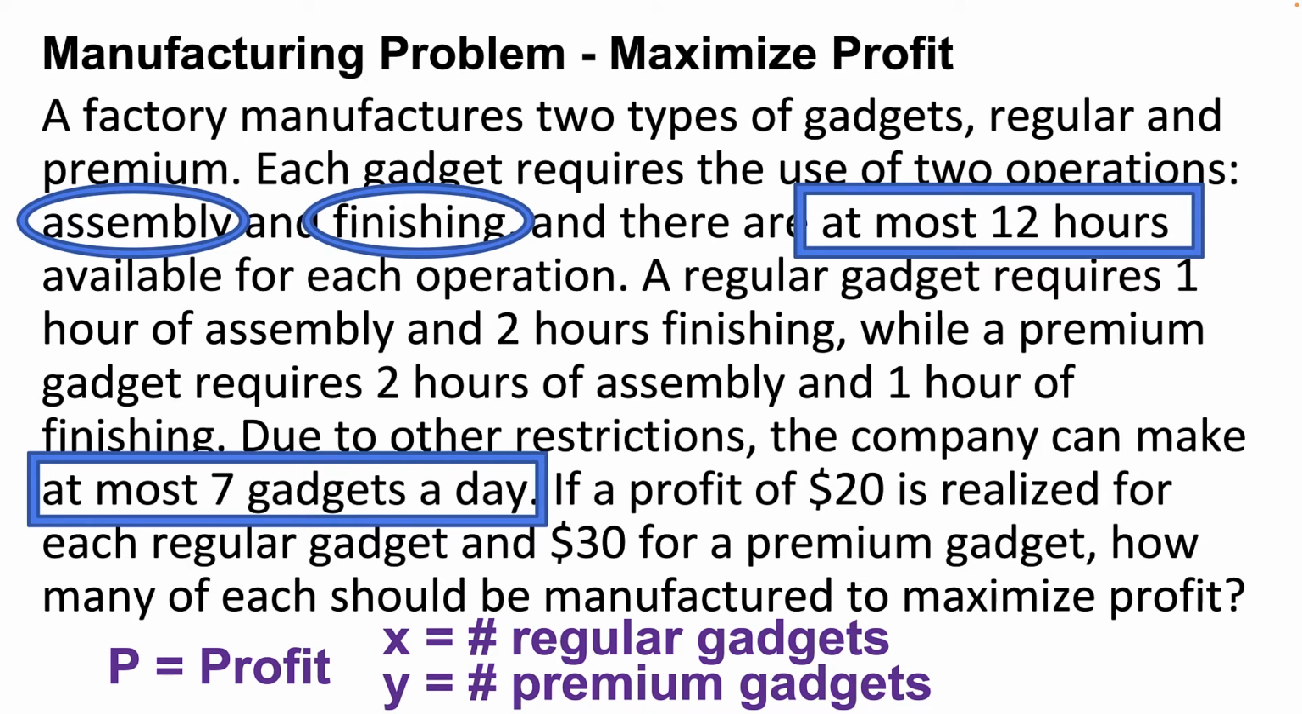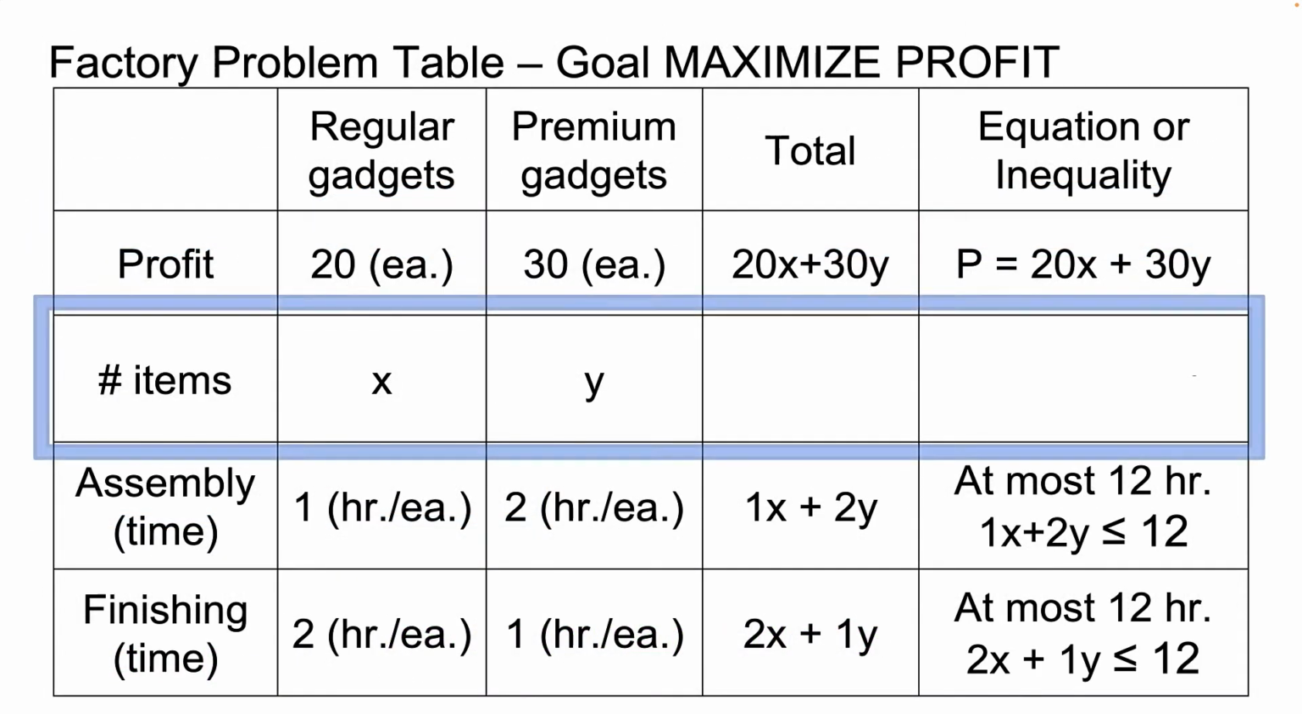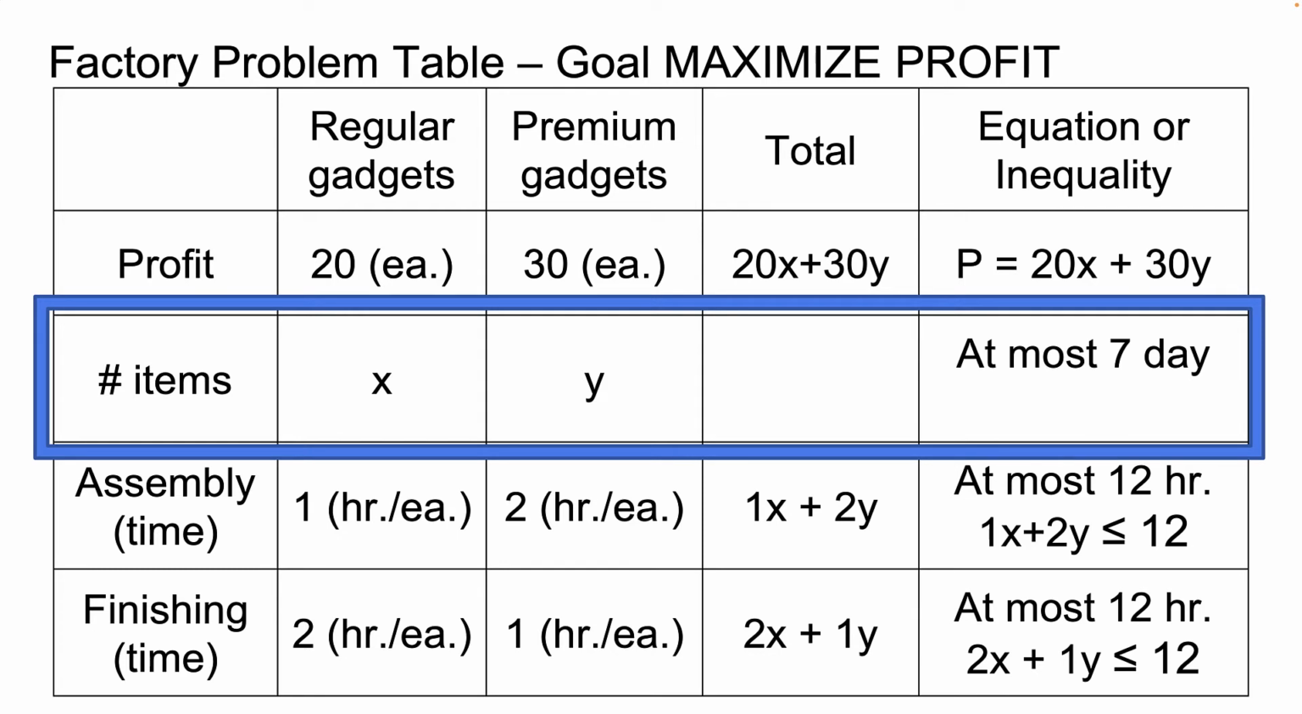There's that key phrase, at most, again. That also tips me off that this has got to be a constraint. So the company can make at most 7 gadgets a day. That relates to the total number of items. The company can make at most 7 items per day.